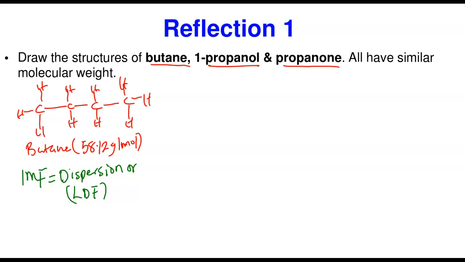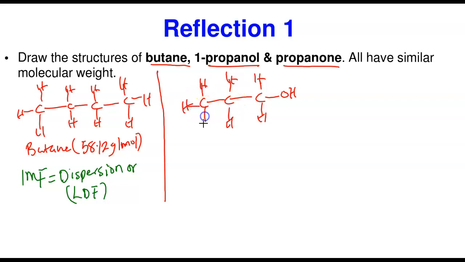Then the second one, 1-propanol. 1-propanol is a primary alcohol. I can just draw a line. Prop means 3, and the OH group is on carbon number 1. I'll put it here. This is 1-propanol. Again, remember the OH group is on carbon number 1. And the molecular weight of 1-propanol is about 60.10 grams per mole, so you see it's very close.